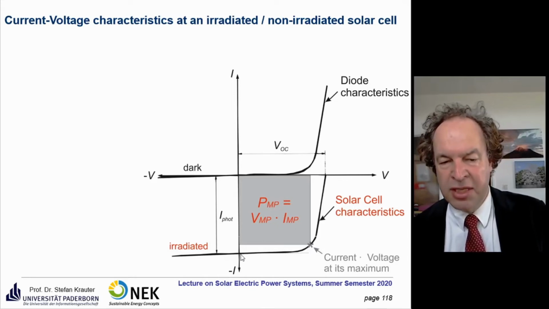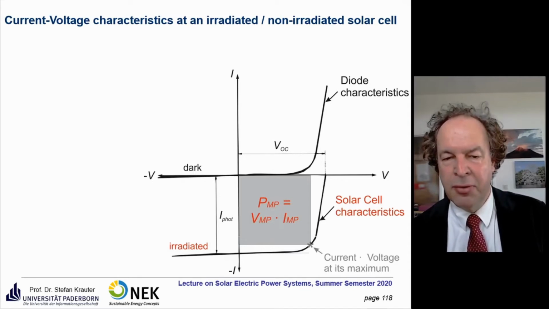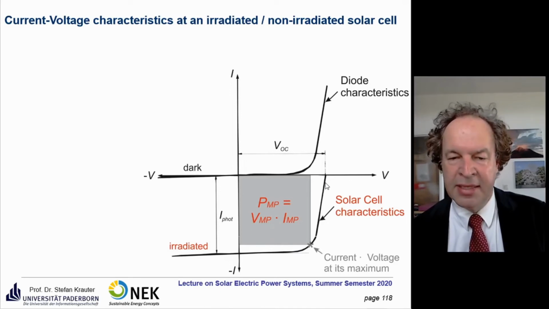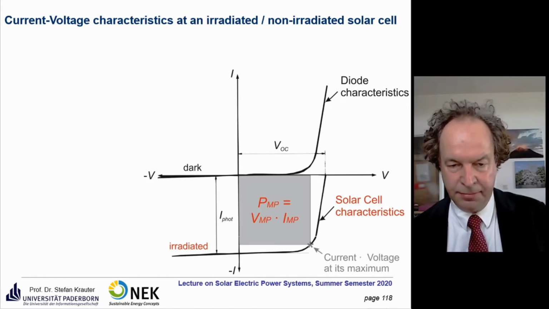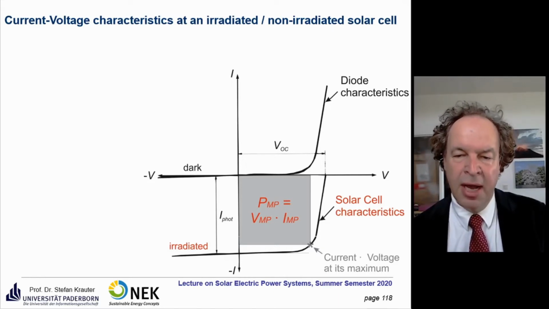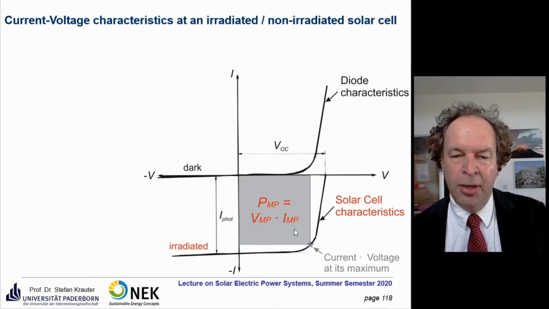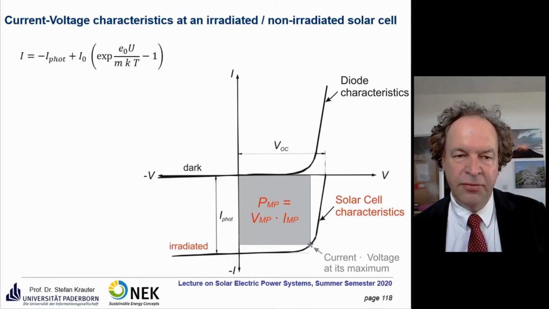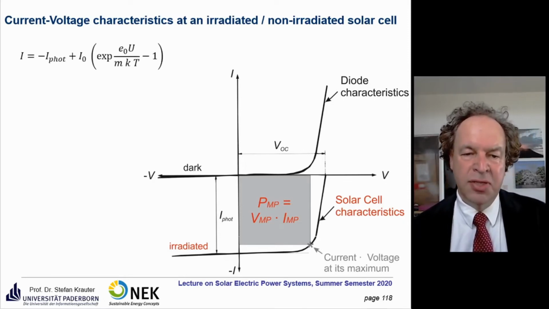If you go here, for example, you have a very high current but a low voltage, therefore power would be less. On the other side, you would have one of the highest voltages, very close to open circuit voltage, but current would be very low, and that would lead to a low power as well. And in the gray area, there we have the maximum power point and the maximum power deriving from the solar cell. If we take it into a formula, you see this formula.